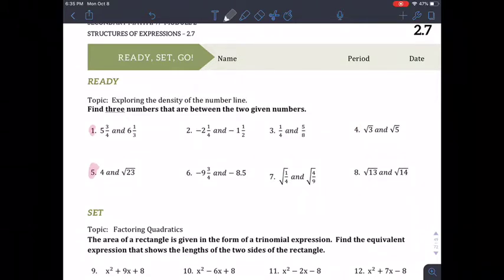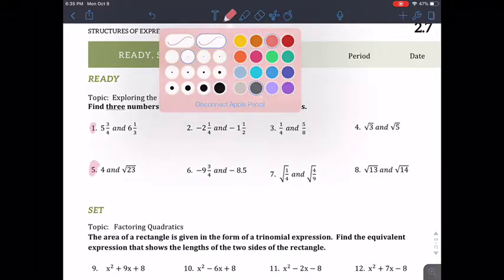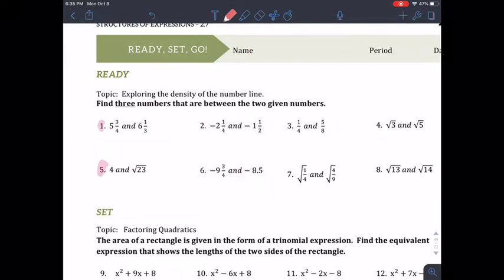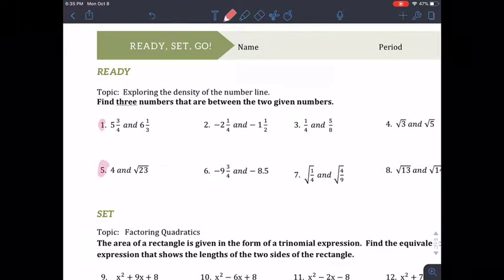Alright class, so today we're going to do 2.7. Pretty easy stuff. It's just a little time consuming. So let's get started. 1 through 8 is just having you work with fractions and radicals and a couple decimals. And it looks a little scary, but again, if you know how to convert each one of them, it should be pretty easy. So for ones with fractions, I would definitely try to make a common denominator.